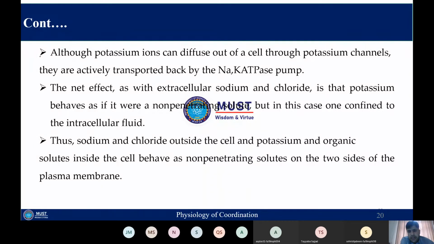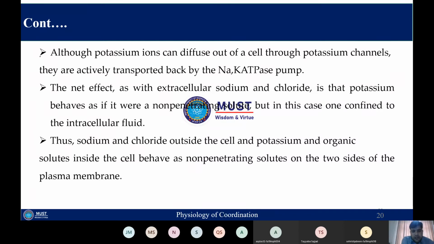As all of you know, potassium has a higher concentration on the inside and a lower concentration on the outer side. But when potassium ions move from inside to the outside through diffusion, immediately the active transport mechanism is operative, and those potassium ions are pumped back from outside to inside, from their lower concentration to their higher concentration, with the help of the sodium potassium ATPase pump.